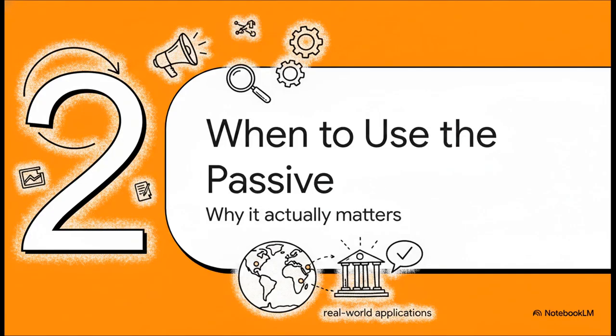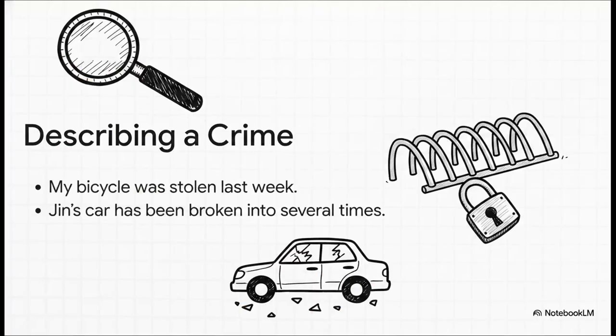All right. So we know what it is and the magic ingredient you need to make it. But the real question is, when should you actually use this thing? Because this isn't just for passing a grammar test. It has some really specific, really useful applications in the real world. First up, just like with our bank example, it's perfect for when you're talking about a crime or some kind of incident. Usually that's because you either don't know who did the action or it's just not the important part of the story. If you say, my bicycle was stolen, the focus is on your poor bike and the fact that it's gone, not on some mystery thief.